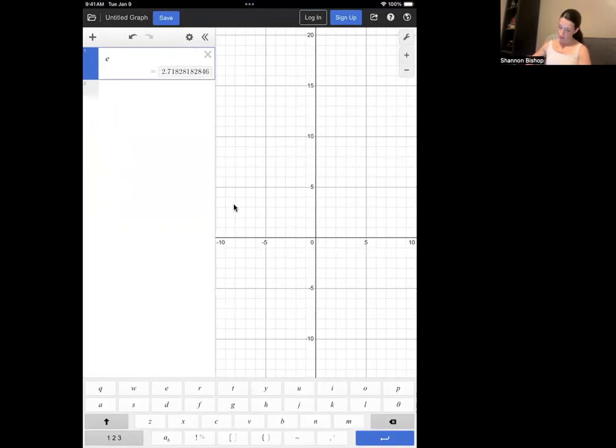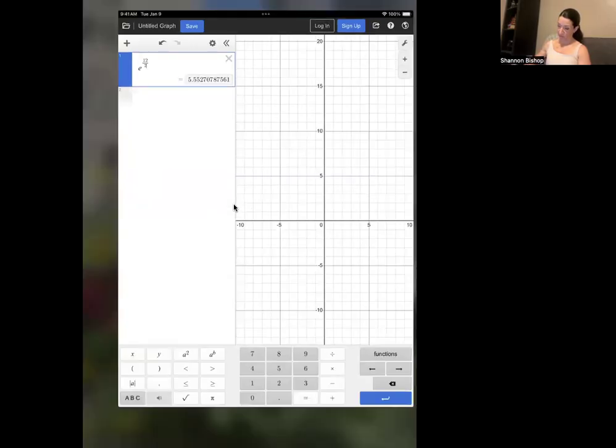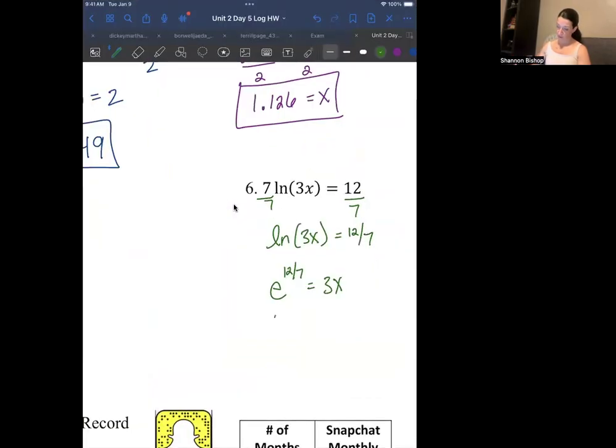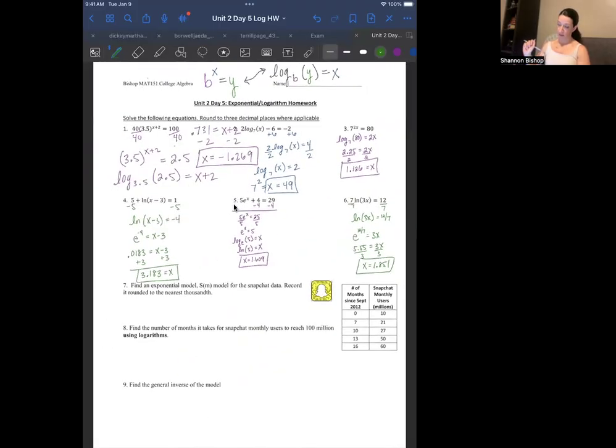So e to the 12/7 is 5.55. If I round it, we'll say 5.55. So thank you, Desmos. 5.55 equals 3x. One last step, divide by 3, and put that in Desmos. You will get 1.851. And that wraps up that top section.